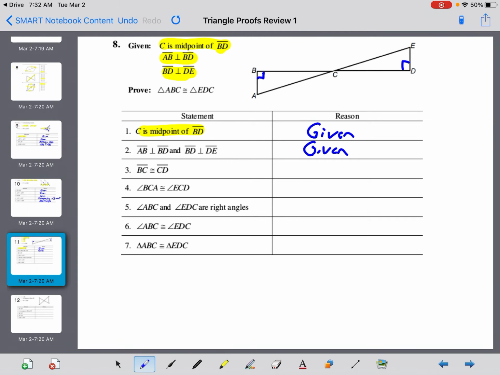Okay, your next statement says BC is congruent to CD, and that's because of this midpoint statement. So write definition of a midpoint. Okay. Then we have angle BCA being congruent to ECD, and that's your bow tie. Those are vertical angles.